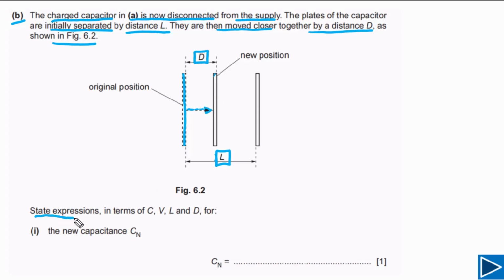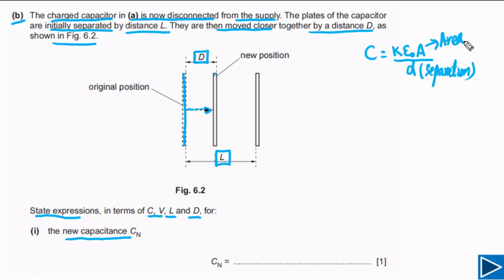The question is asking us to state expressions in terms of C, V, L and D for the new capacitance. Capacitance of a capacitor depends on the area of the plates and the permittivity of the space between the plates. So simply we can say this is equal to K epsilon naught A over D, where D is the separation between plates, the distance between plates, and A is the area of one plate. Epsilon naught is the permittivity of free space. Means capacitance also depends on the medium between the plates.